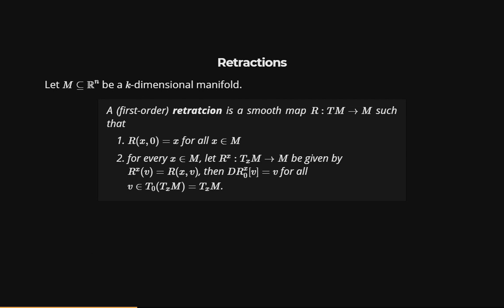So a first order retraction is a smooth map from the tangent bundle to the manifold. The first entry is the point on the manifold, the second entry is the vector in the tangent space of that point. If you remember, the tangent bundle is the set of all pairs, point and tangent vector to that point. So we want a map from the tangent bundle to M such that if you take the 0 vector, you stay in the point.